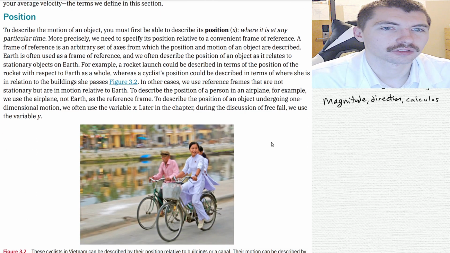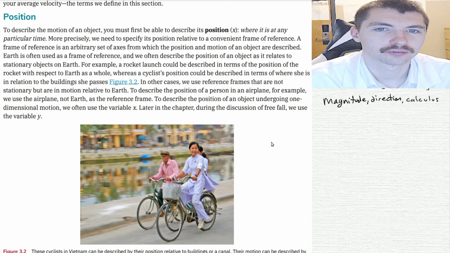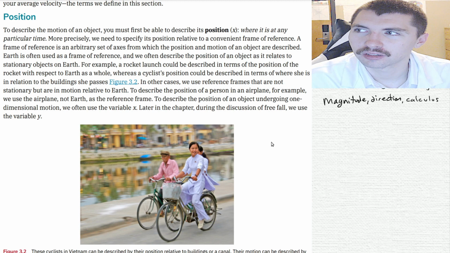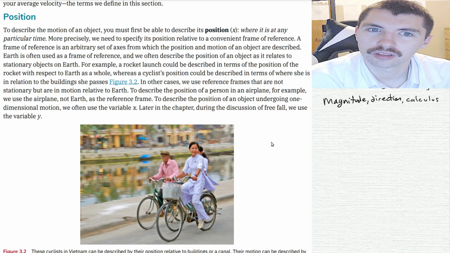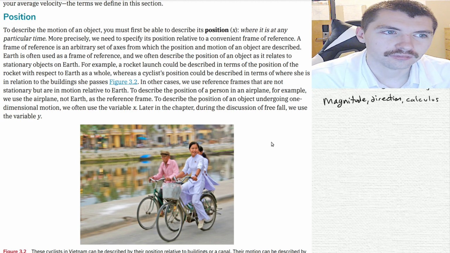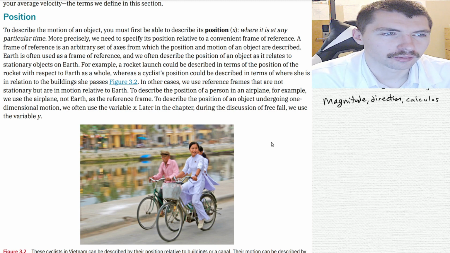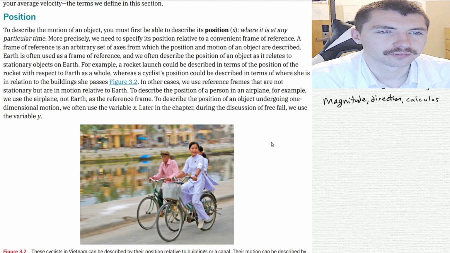So it's position X. Some people use X, some people use S. My calculus teacher used S as convention. Frame of reference is our set of axes from which the position and motion of an object are described. Earth is a frame of reference. For example, a rocket launch could be described in terms of the position of the rocket with respect to Earth as a whole. A cyclist is in relation to the building they pass.